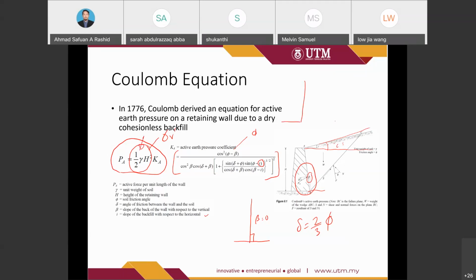For example, this is our retaining structure. Then we plot the distribution pressure diagram. From the top, we assume that the effective vertical stress is equal to 0, because there is no surcharge on the top. Then the value will increase, where the vertical effective stress equals unit weight times the height of the retaining wall, or the ground. So this is the distribution pressure diagram.